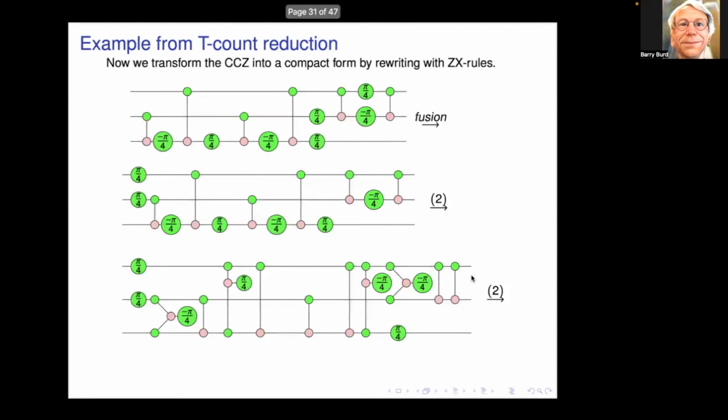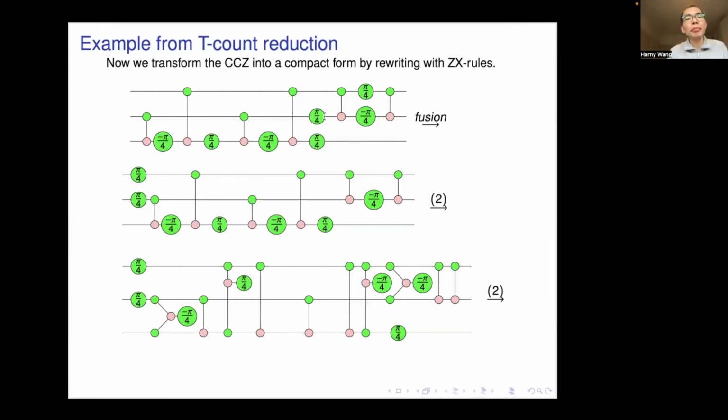Okay, so now I will start from a CCZ gate. CCZ gate, when implemented into quantum circuits and translated to a ZX diagram, looks like this. And now I want to use ZX to simplify this whole thing. So how do I simplify it?